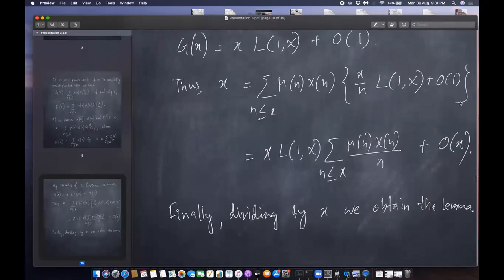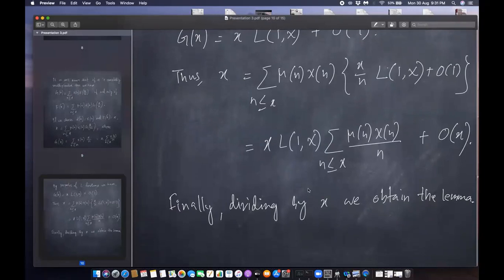So here we can say that this is big O of x, because in this sum, if we consider this sum here, these absolute values are 1, so these are bounded by x. So this sum is bounded by x. So we have this big O. So finally, if we divide all the terms by x, we obtain the result.